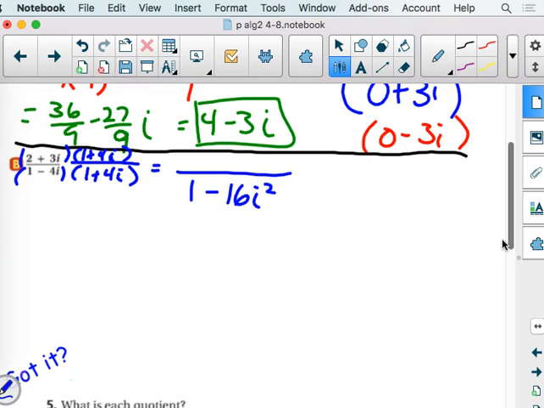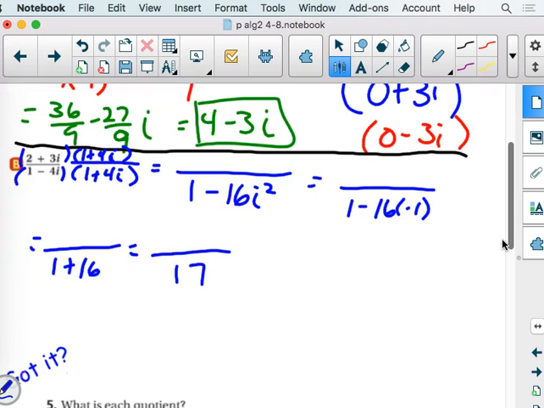Is what? Negative 1. So this will really be 1 minus 16 times negative 1. And then you realize, oh, that's going to be 1 plus 16, which is 17. Now on the top, we still have to do the FOIL.